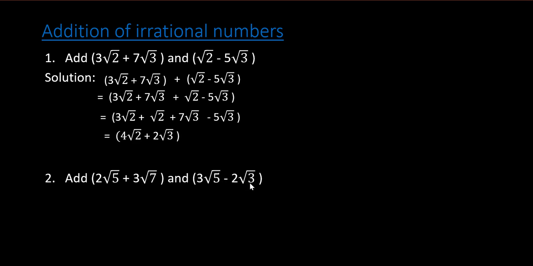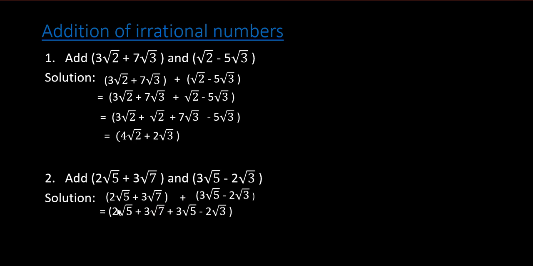minus 2 root 3. So we can write (2 root 5 plus 3 root 7) plus (3 root 5 minus 2 root 3). By removing the brackets we can write 2 root 5 plus 3 root 7 plus 3 root 5 minus 2 root 3. Now by arranging we can write 2 root 5 plus 3 root 5 plus 3 root 7 minus 2 root 3.